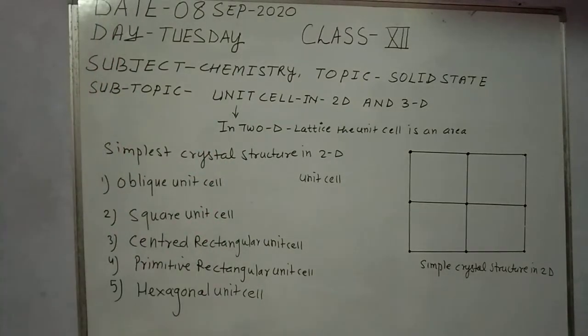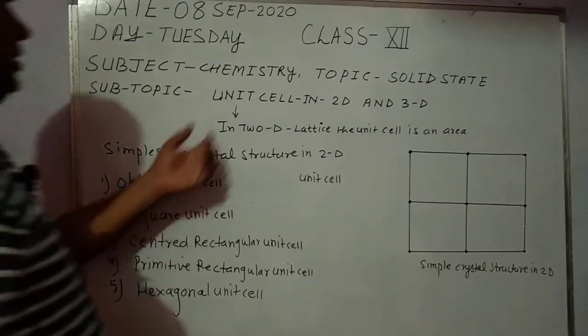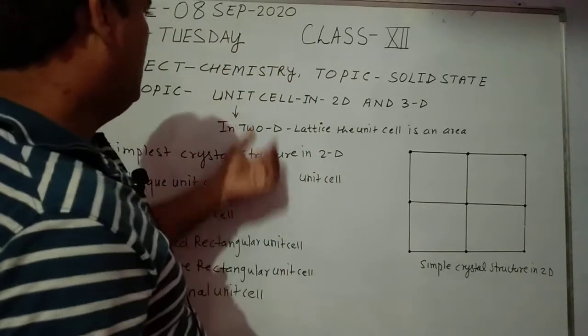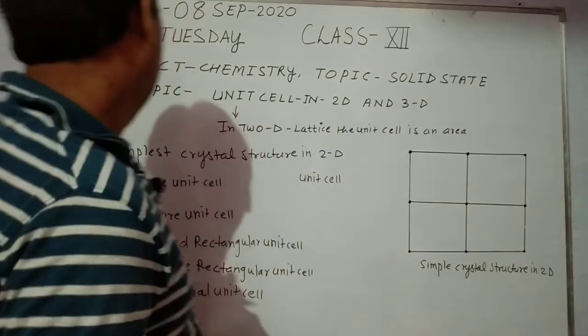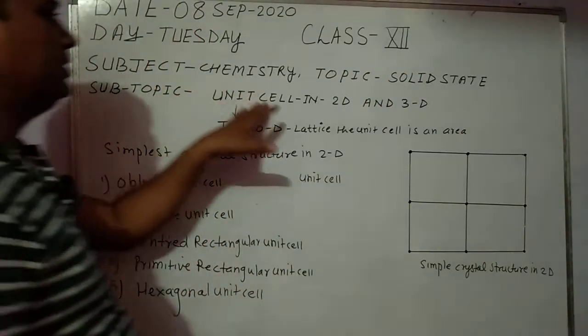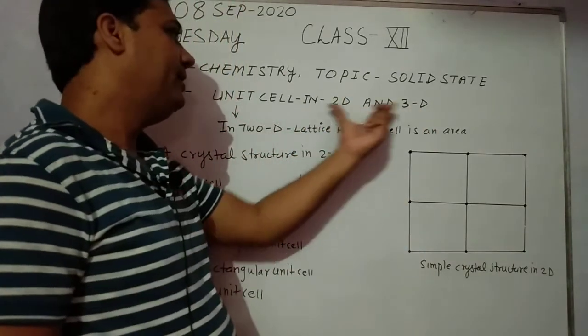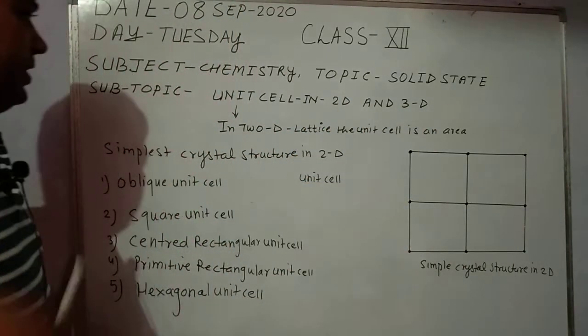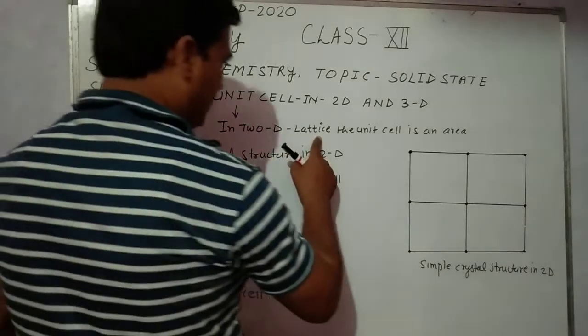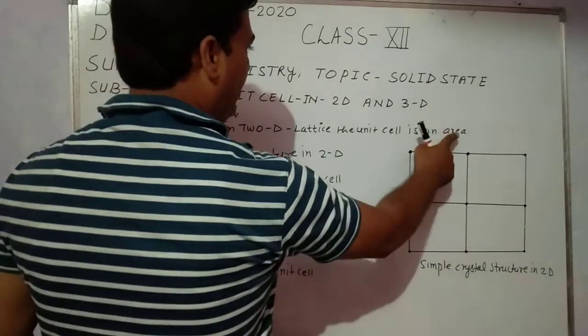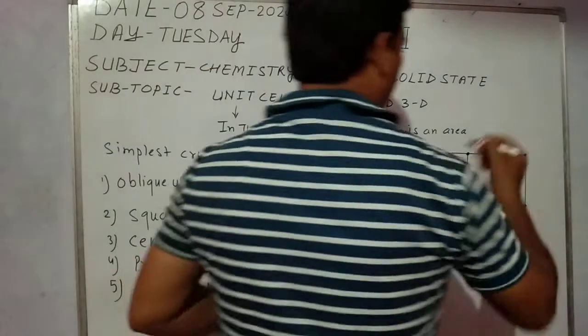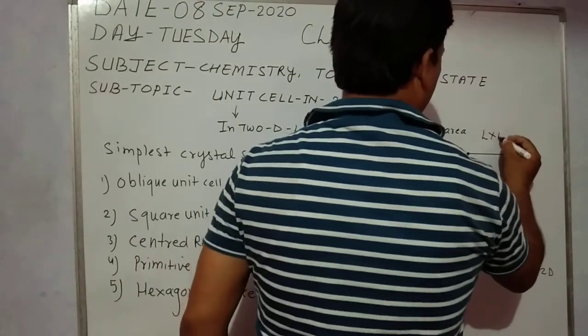Today I am going to discuss chemistry of 12th class and the topic is solid state. Subtopic is unit cell in 2D and 3D, that is two-dimensional and three-dimensional. In two-dimensional lattice, the unit cell is an area. It means it contains length and width.